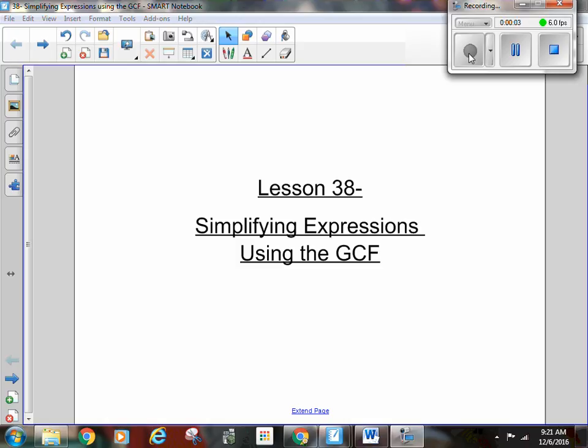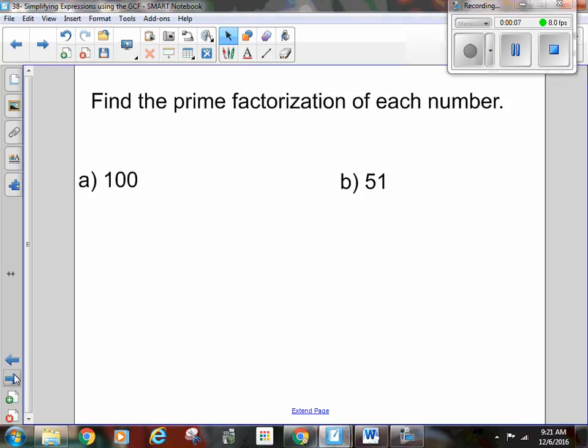All right, ladies and gentlemen, let's talk lesson 38 today on simplifying expressions using GCF. So before we get into actually finding the GCF, let's do some prime factorization. Remember, prime factorization is breaking down the numbers. We're going to make a factor tree.